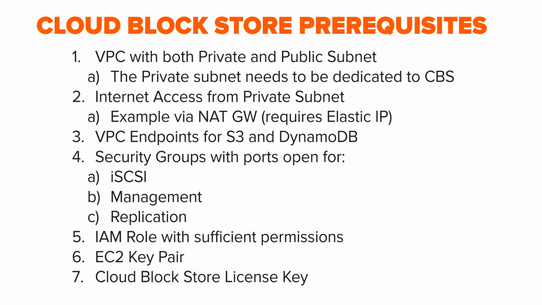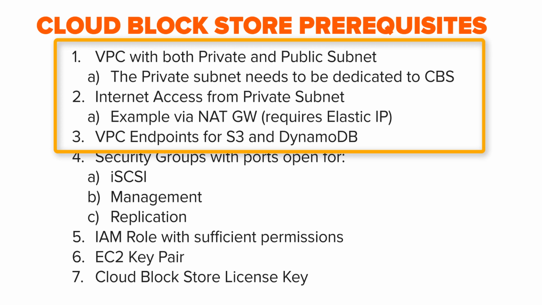The first thing we'll do is use the VPC wizard to create a new VPC. The nice thing about this is that we can check off items 1, 2, and 3 in one single flow using the wizard. The wizard will allow you to create the private and public subnet, enable internet access using a NAT gateway, and create the VPC endpoints for you as well. Let's take a look.